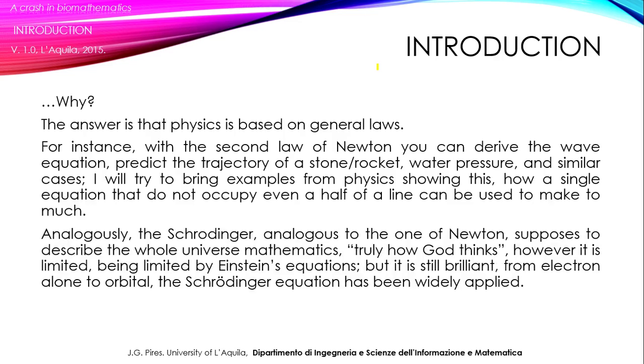Another example in physics is the equation of Schrödinger. Schrödinger designed one equation, more or less the same size as Newton's equation, and this is supposed to describe the whole universe. However, nowadays there is a problem because in one corner you have Einstein, in the other corner you have Schrödinger. I won't get into details, but it shows the beauty of physics. But the true question is: can we really?